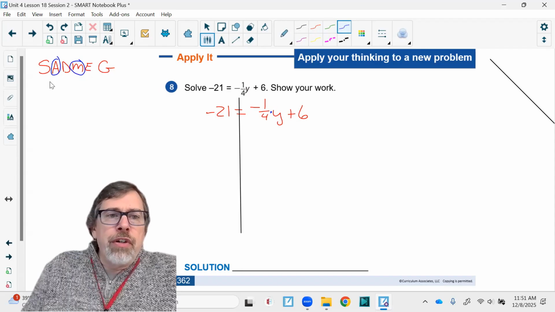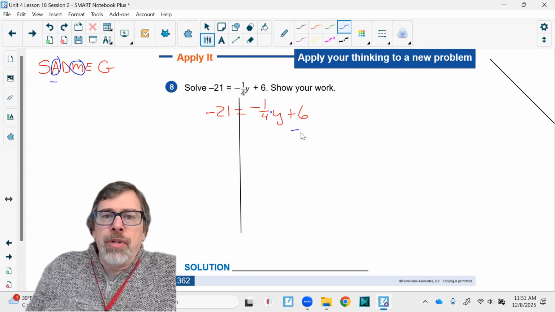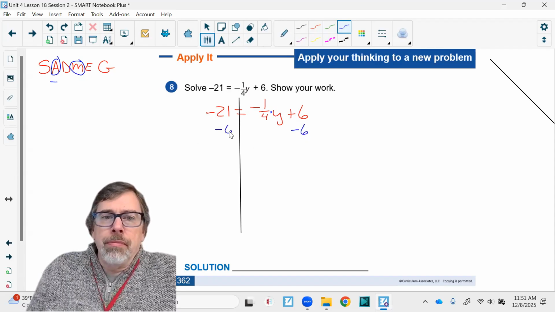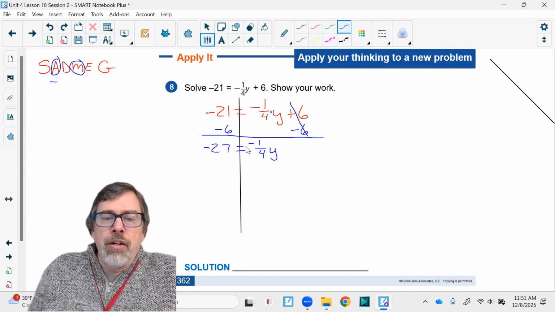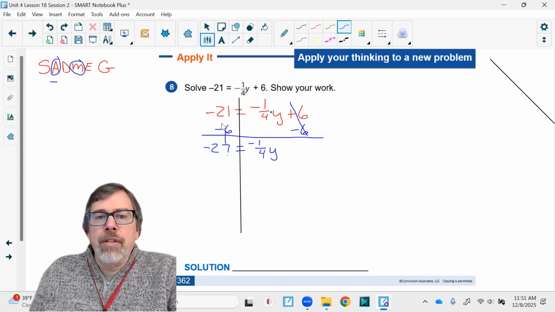Let's get rid of the addition first by subtracting. So we're going to subtract 6 from both sides. Okay. 6 minus 6 is 0. That's a 0 pair. They cancel. And we're left with equals negative 1/4 y. And negative 21 minus 6 is negative 27. Be careful with your direction. You're going left 21 to get to negative 21. You're going left 6 more to get to negative 27.